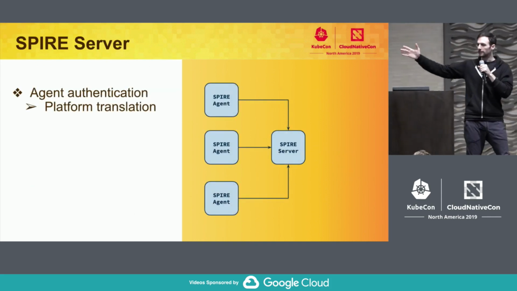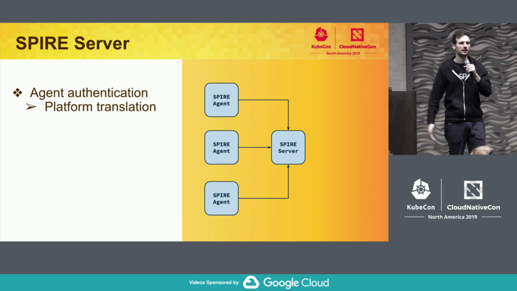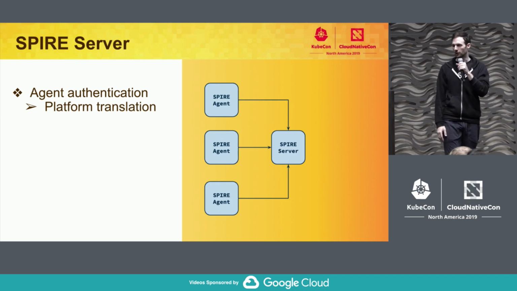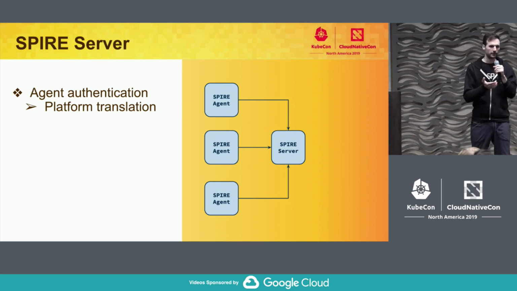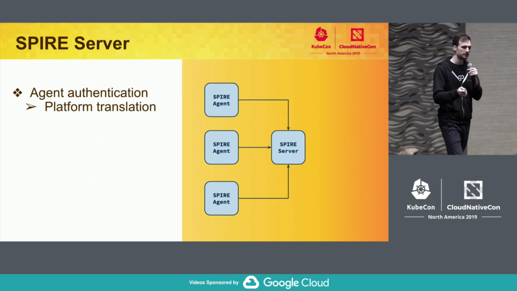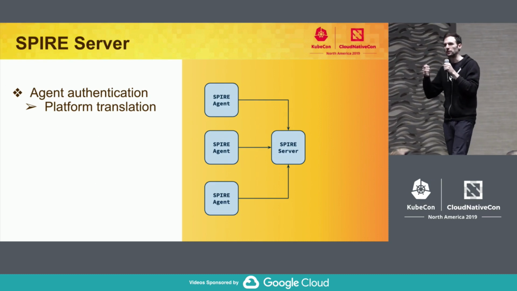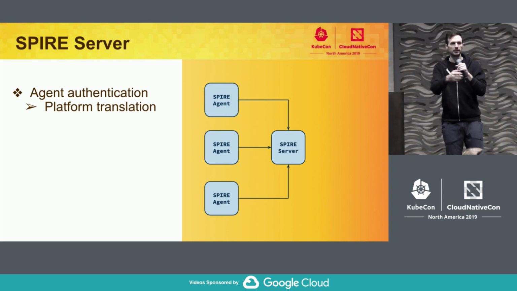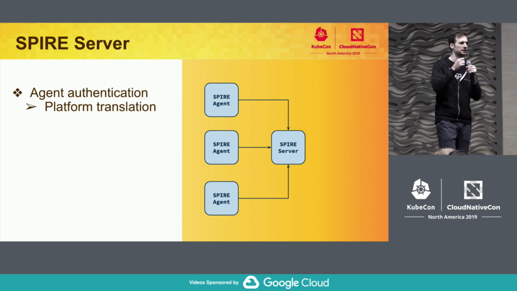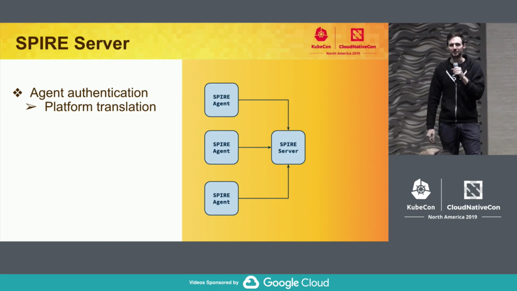So on the server side, the server's providing agent authentication. We call this, in SPIRE parlance, node attestation. What this does for us is a bit of platform translation. So we talked earlier about needing to be platform agnostic, but the way you get there is by taking some platform-specific data, like an AWS instance identity token, or GCP instance identity token, or document, however it may be.